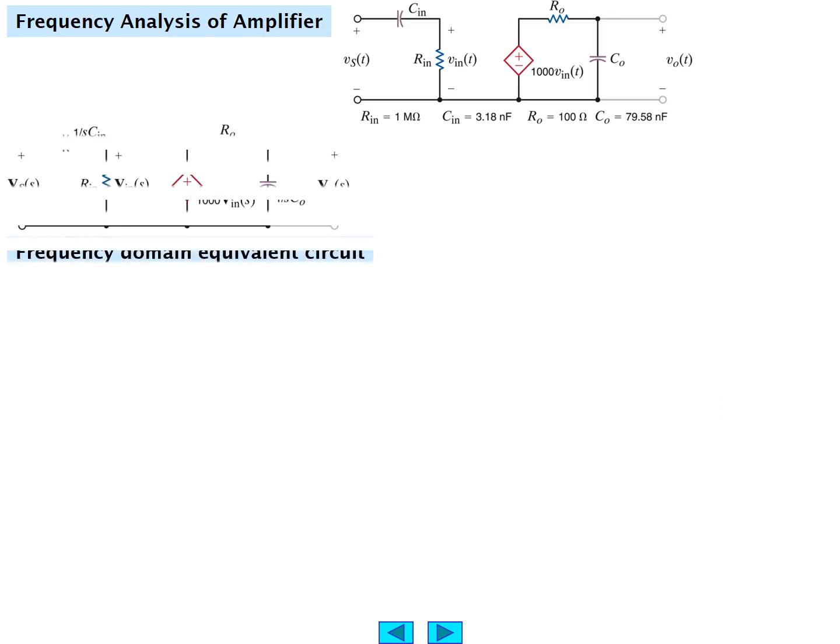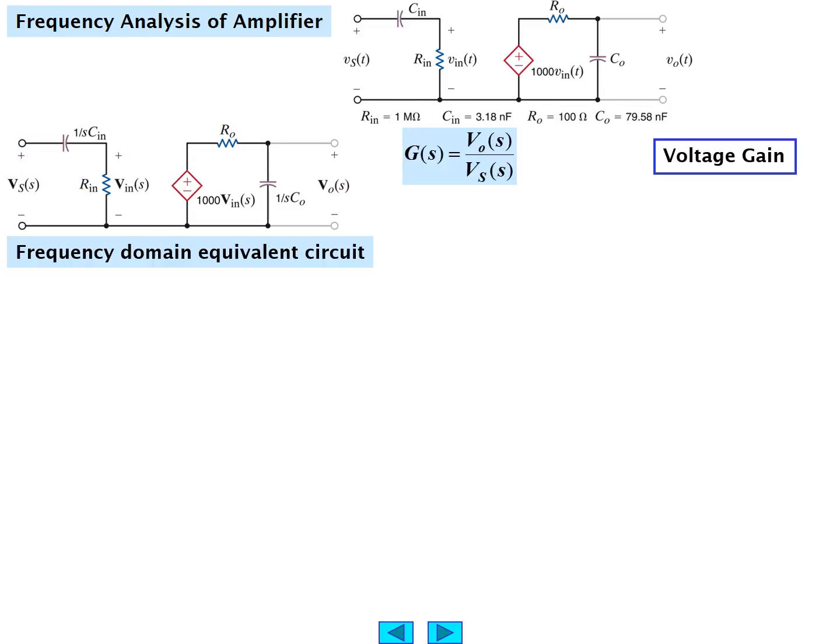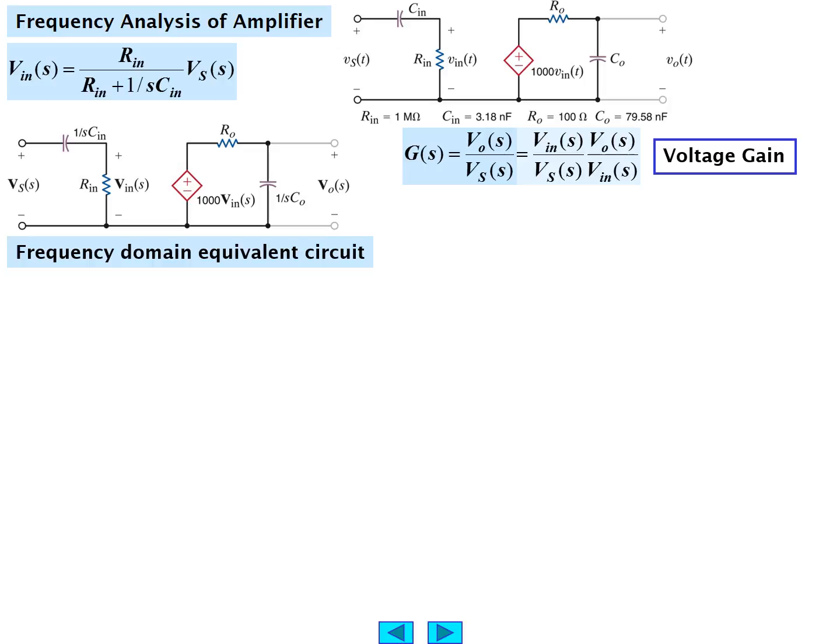Taking that as our model, we could do a frequency domain equivalent circuit by reducing the capacitor to 1 over SC, the resistors to R, and we end up with this particular circuit now as a function of S. And the gain then is V0 of S, the output voltage, divided by Vs of S, which is the input voltage. We'll call that the voltage gain. That's also, since V0 can be written, Vin times V0 divided by Vs times Vin. We've multiplied top and bottom essentially by Vin. And Vin is nothing more than Rin times Vs divided by Rin plus 1 over S Cin.